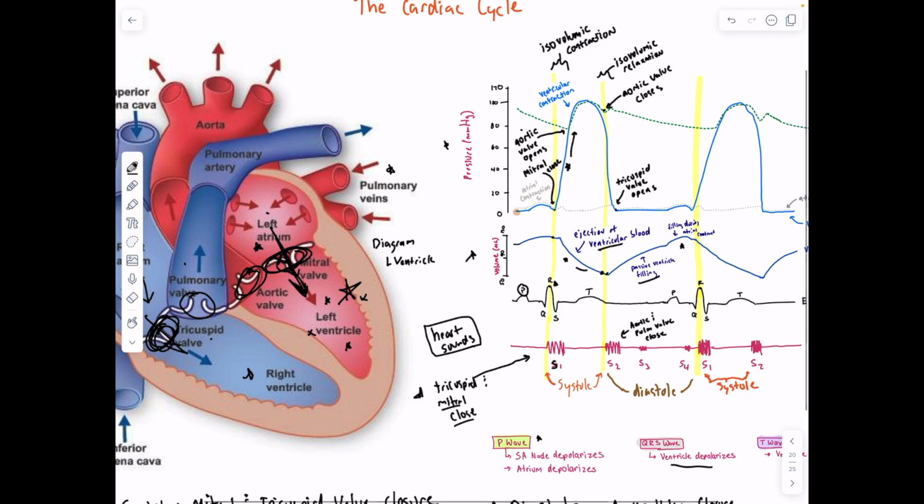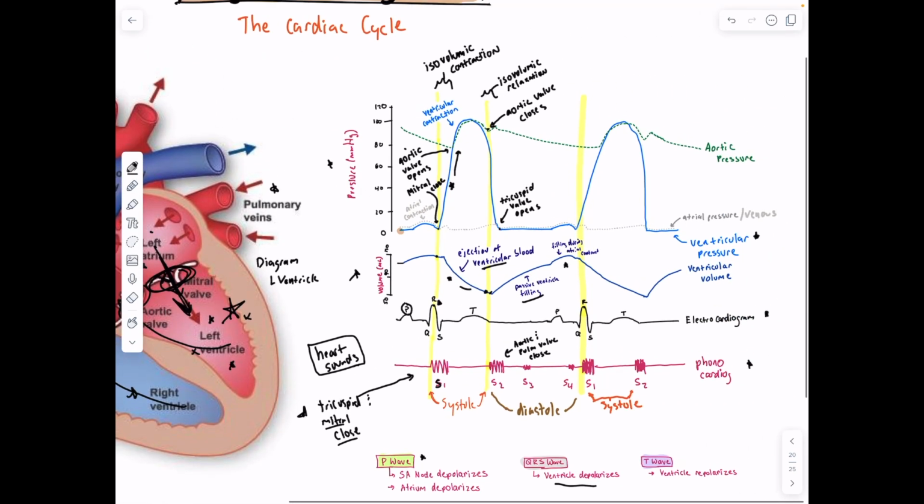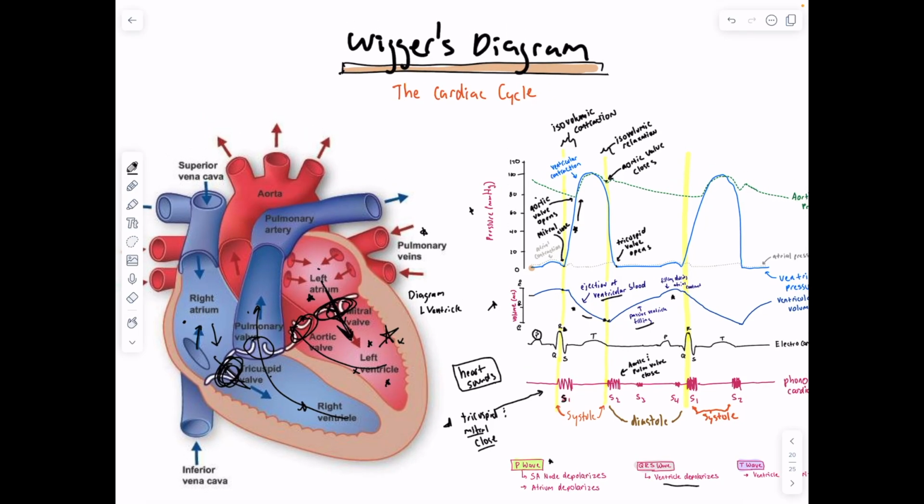Why would they need to close at this point? Well, that's so that they can contract and pump blood out the aortic valve or out the pulmonary valve. Then S2 is the sound when the pulmonary valve and aortic valve are closing. Our blood has been pumped from our two ventricles into these great vessels, and the valves should close so we don't have any backflow into our ventricles.